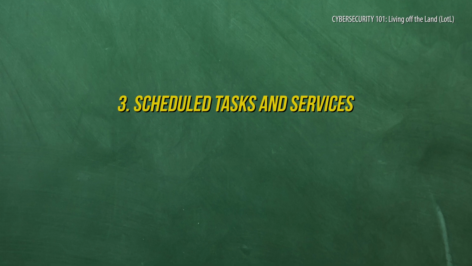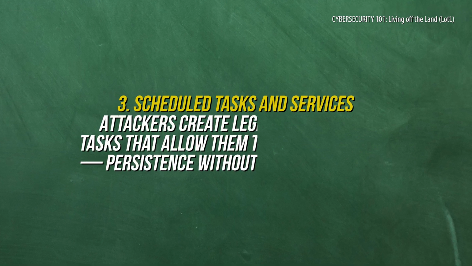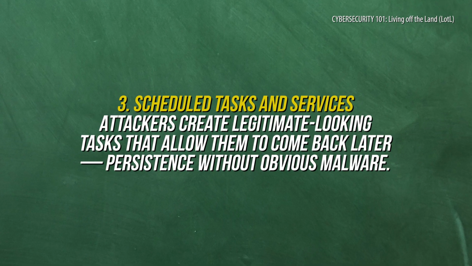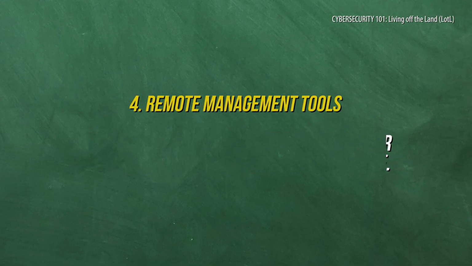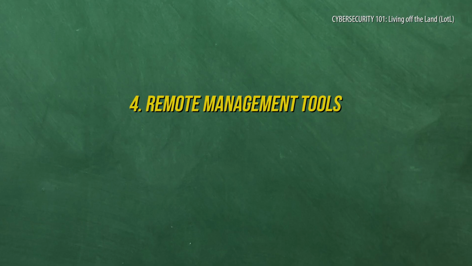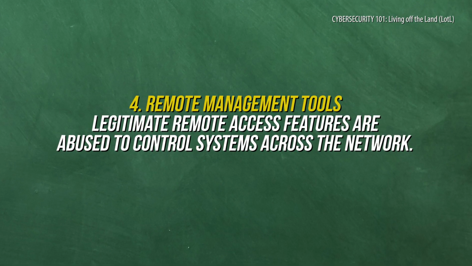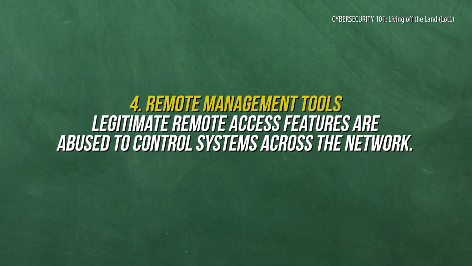Number 3, scheduled tasks and services. Attackers create legitimate-looking tasks that allow them to come back later. Persistence without obvious malware. Number 4, remote management tools. Legitimate remote access features are abused to control systems across the network. Each technique hides in plain sight by using tools defenders already trust.